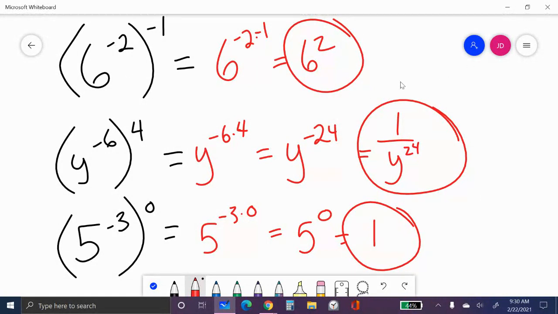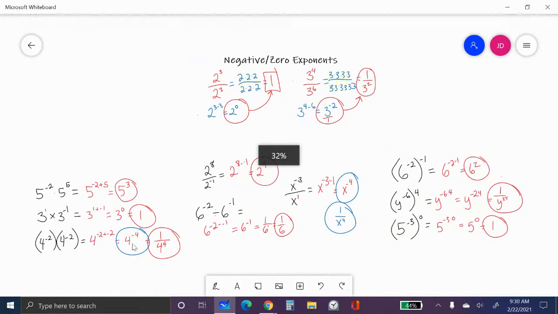Remember the laws of exponents when you are multiplying terms with the same base. Okay, you add the exponents. Dividing exponents, you keep the base, subtract the exponents. And when you have a power to a power, you keep the base and multiply the exponents. Whenever you have a negative, you flip it. Okay, so a negative exponent automatically tells me to flip it in order to make it a positive exponent.